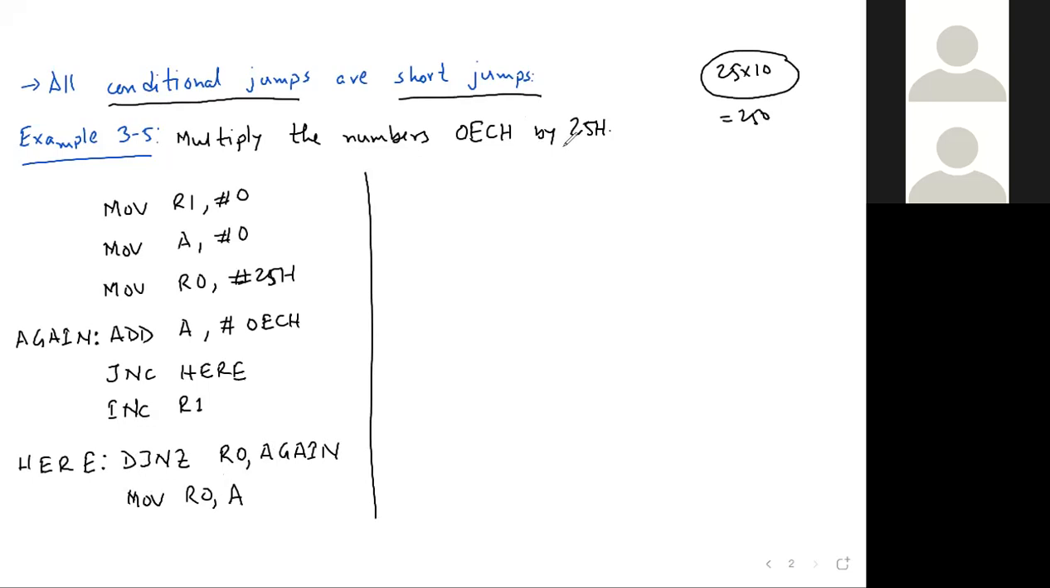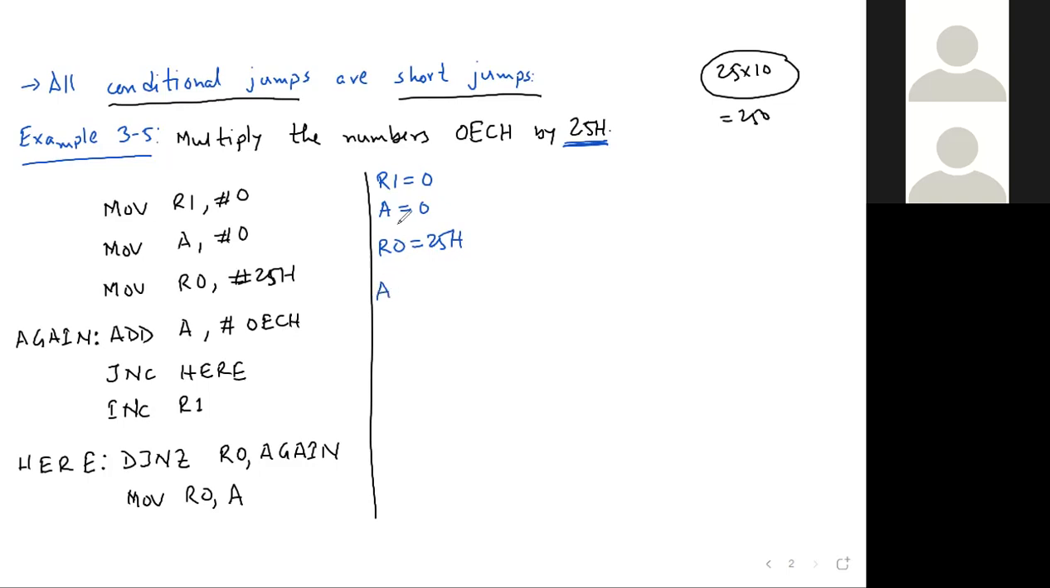Let me explain. Initially, R1 has the value 0. Why, you will understand at the end. We have cleared the accumulator because we will use it for adding purposes. We cannot use any register for addition other than register A, so register A will be involved and we are clearing it. Then R0 contains the value 25H, because of this value over here.